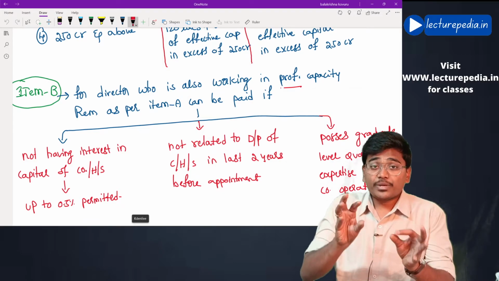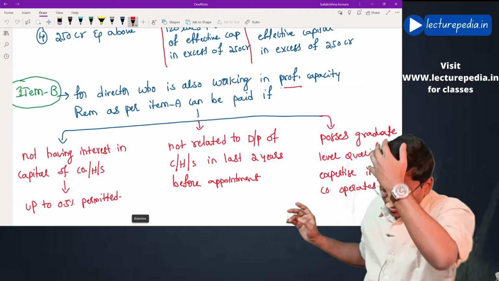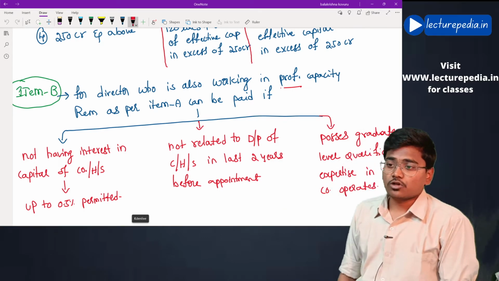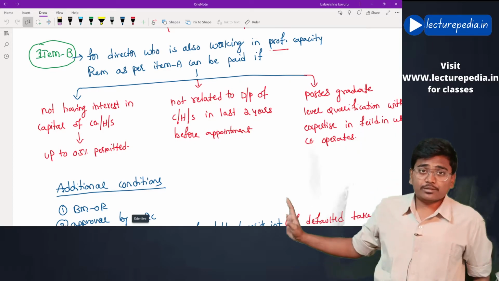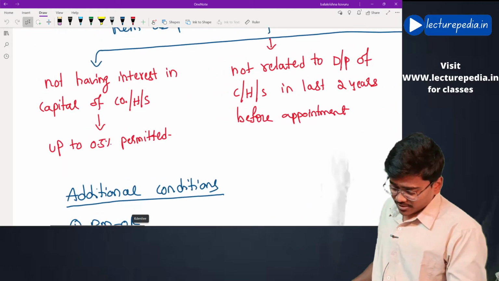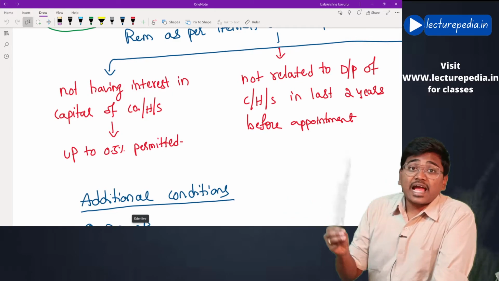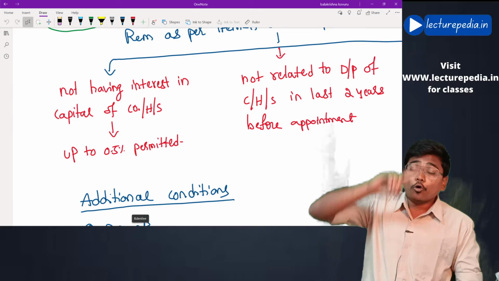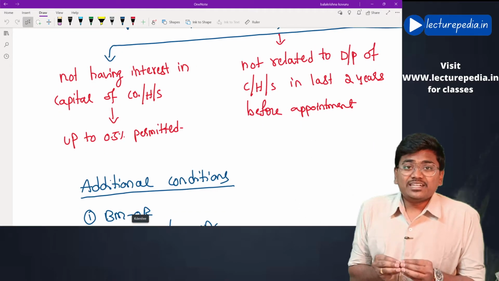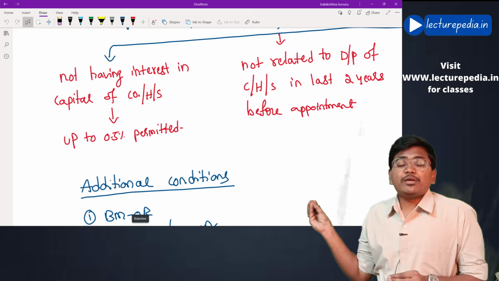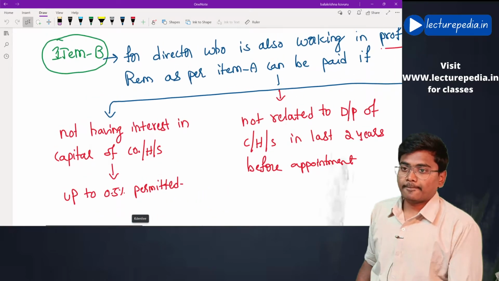In that case, for paying remuneration to this type of person, you have to comply with these three conditions also. What are those three conditions as per item B? These three conditions are prescribed in item B. First one, such person is not having interest in capital of company, holding company, subsidiary company. However, having interest up to 0.5% of such paid up share capital of the company is permitted. Okay, that is the first condition.